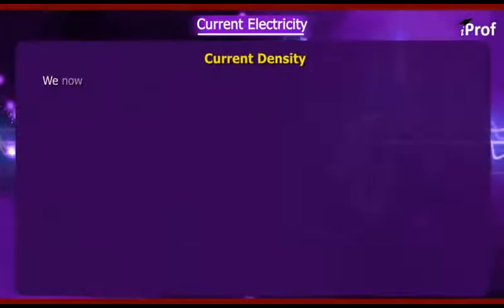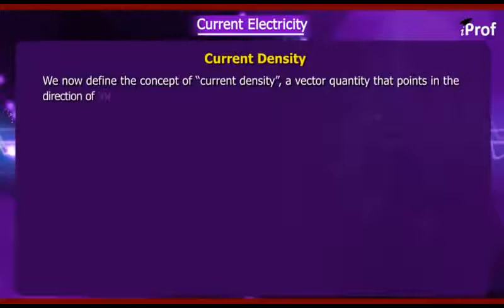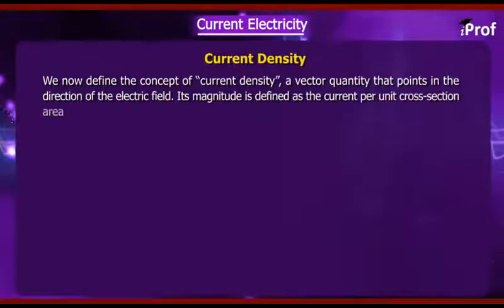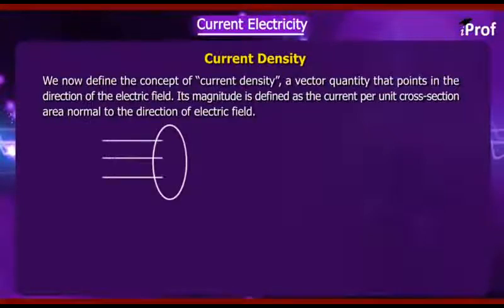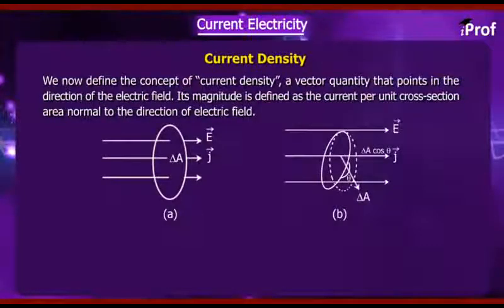We now define the concept of current density, a vector quantity that points in the direction of the electric field. Its magnitude is defined as the current per unit cross section area normal to the direction of electric field.